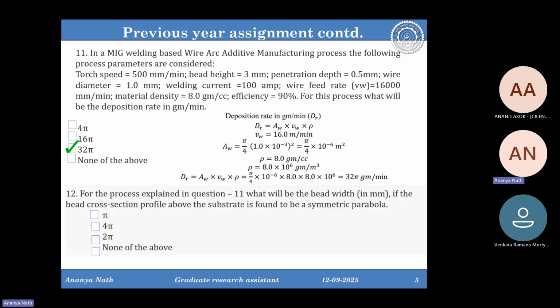The next question is, for the process explained in equation 11, what will be the bead width? The bead width is also related to the diameter of the wire that you are using, the feed rate obviously, and this is how you can get the height, which we already know. And also the velocity of the process, that is called the torch speed or the torch velocity. By that you get 4 pi as the answer.